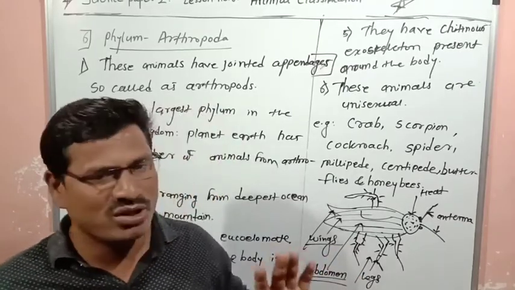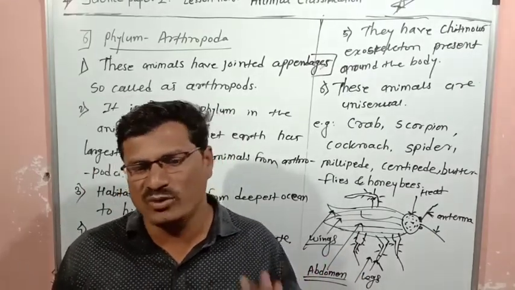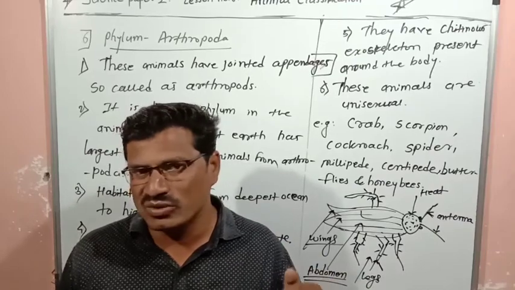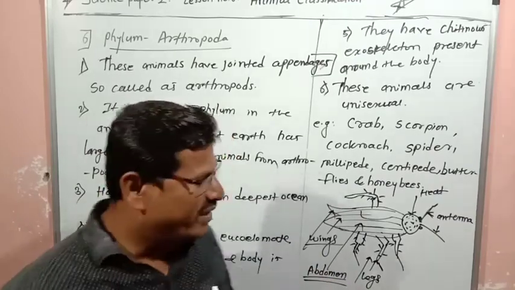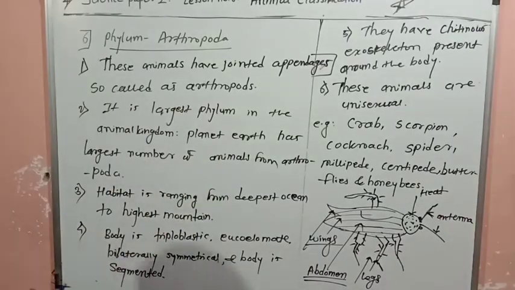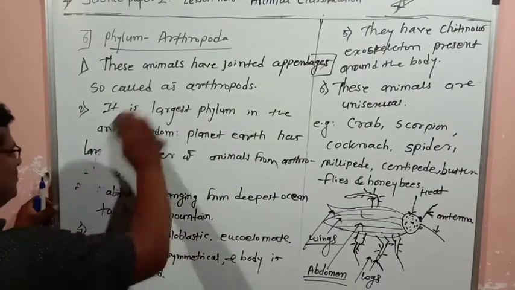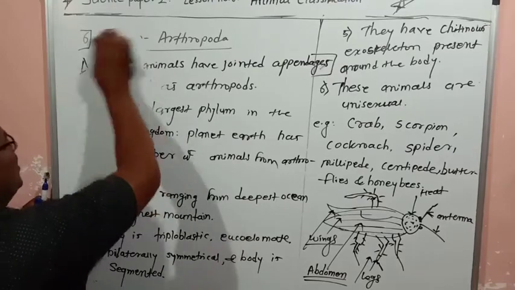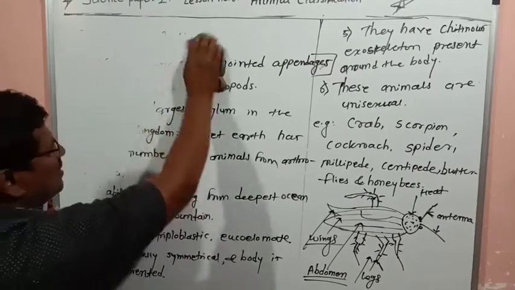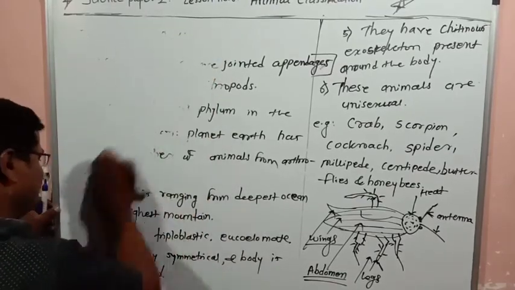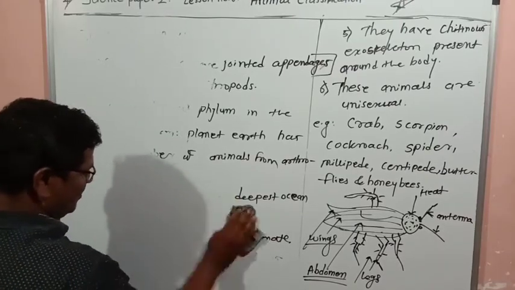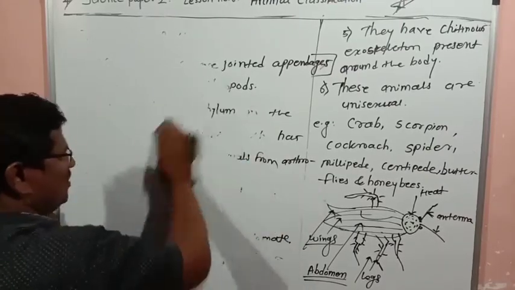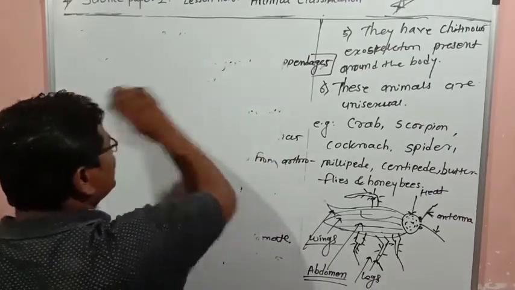Now after this we are going to see the next point: why earthworms are called a friend of the farmer. Earthworm comes under Annelida, but why is it called a friend of the farmer? We will see that one by one. There are 2-3 reasons.